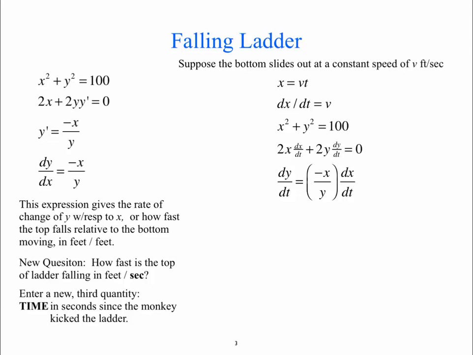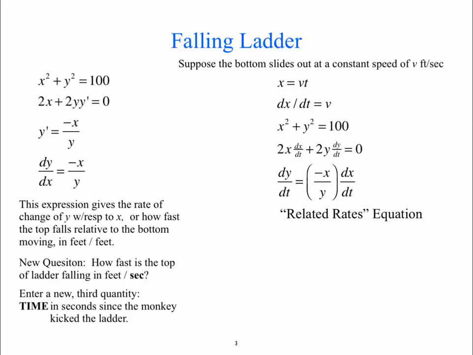Okay, so if I solve that for dy dt, that's what we were interested in. How fast is the top of the ladder falling in feet per second? Then I'm solving for dy dt, and you get negative x over y times dx dt. And what was dx dt? V.